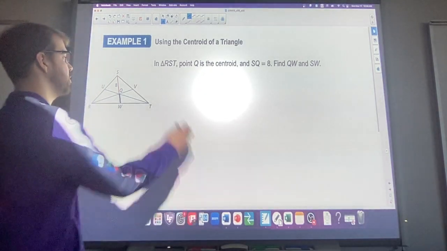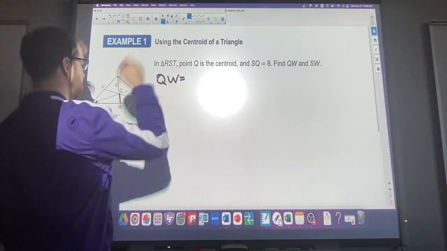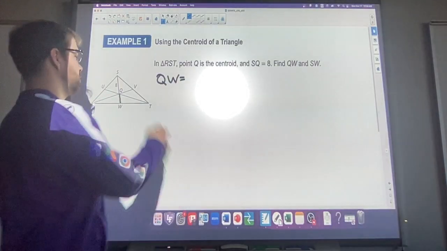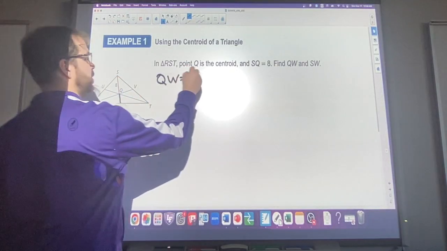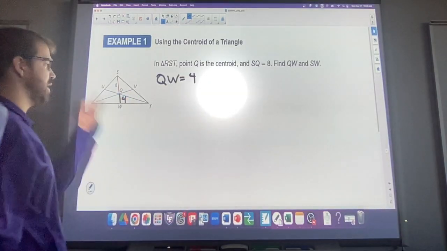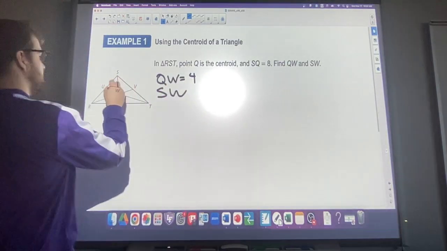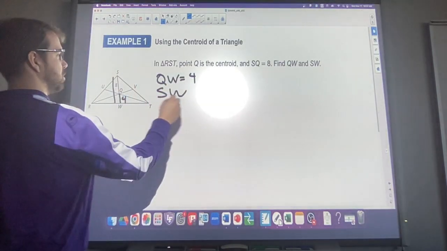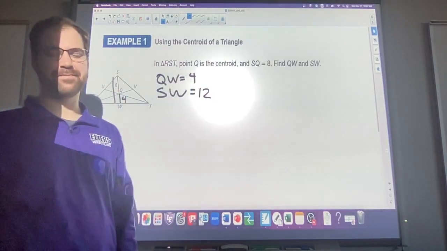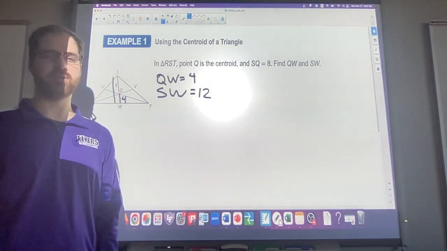Okay, so without doing too much thinking, we can know that QW, if it's a median, has to be what? That double to give us 8, so it's got to be 4. Okay, well, we know that this is 4, and that's 8, and they want to know SW, the full length. Well, the full length has to be 12.